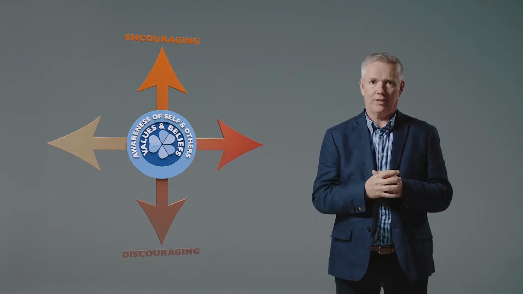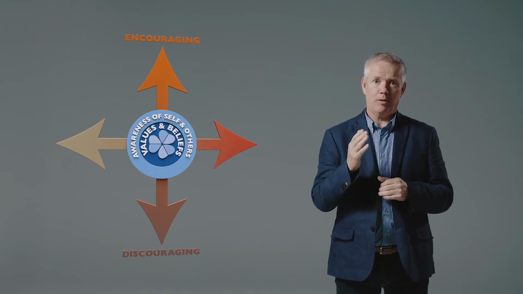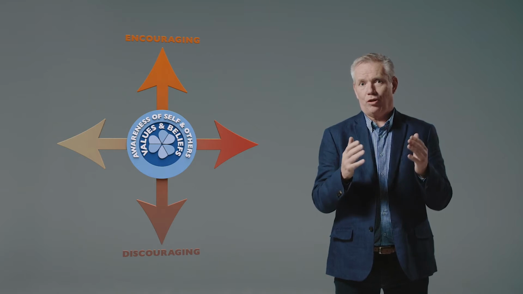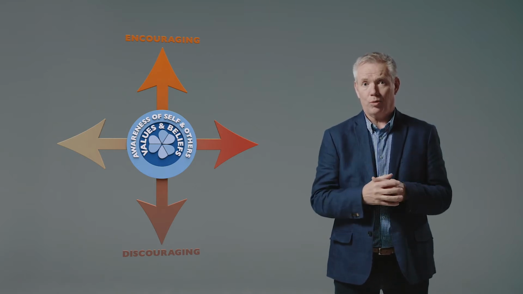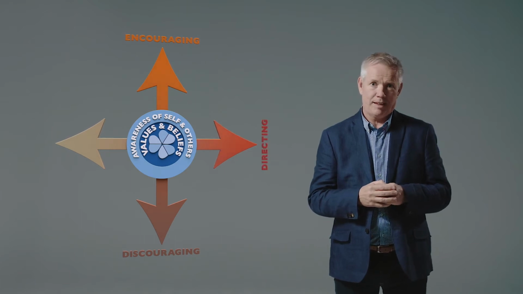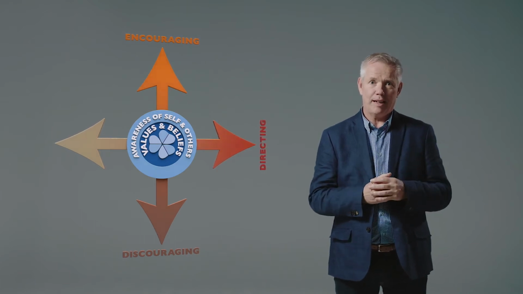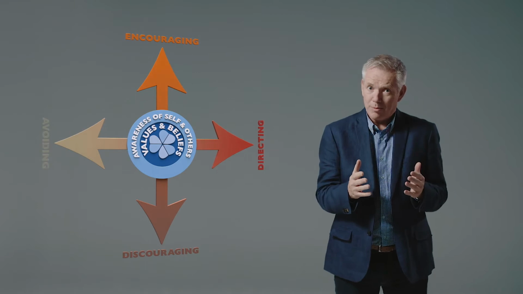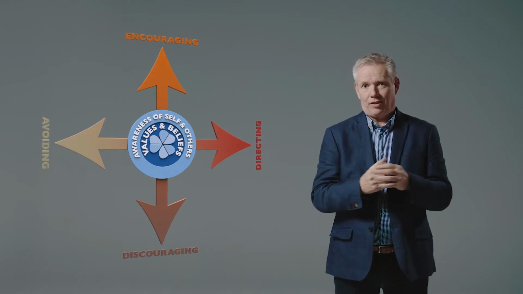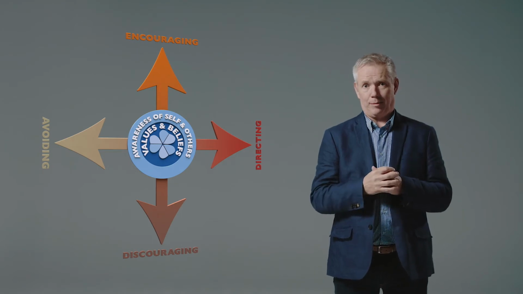The horizontal axis is all about you and how well you express yourself. Now, if you're good at expressing your own views and actually stating what you want, then it's likely that you're going to be good at directing. If you're not, then you may end up coming across as avoiding or maybe being passive. Now, if you mix these two axes together, you get some quite interesting dynamics.